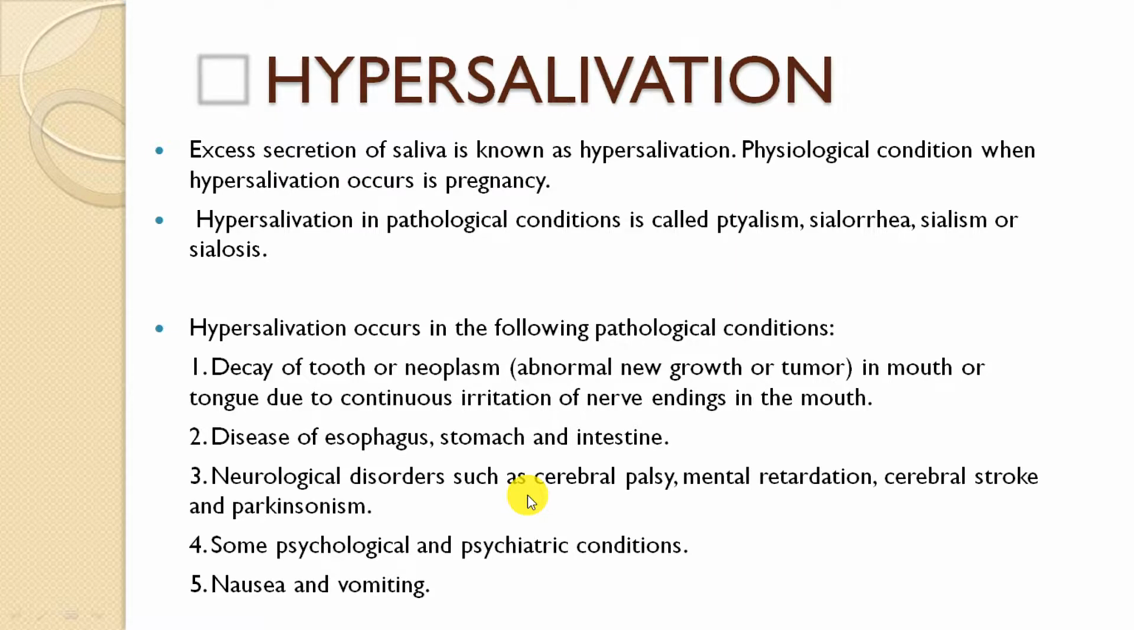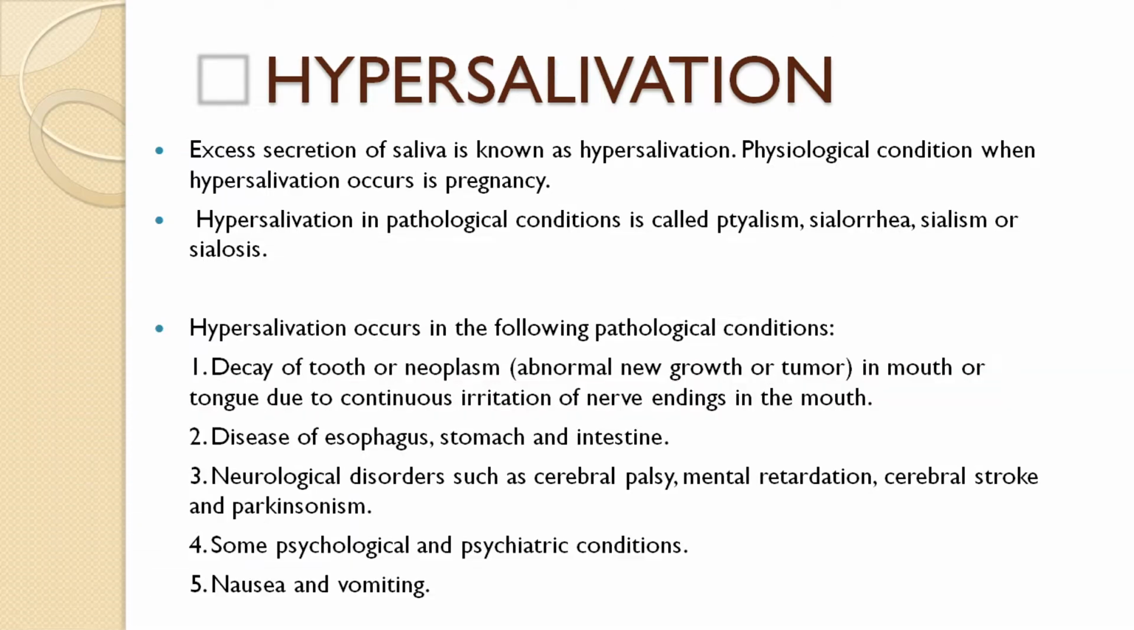These are cerebral palsy, a childhood congenital disorder, mental retardation, cerebral stroke, drooling, and Parkinson's. All these are diseases through which hypersalivation occurs. Some psychological and psychiatric conditions also cause hypersalivation, as do nausea and vomiting. So this was about the salivary glands.